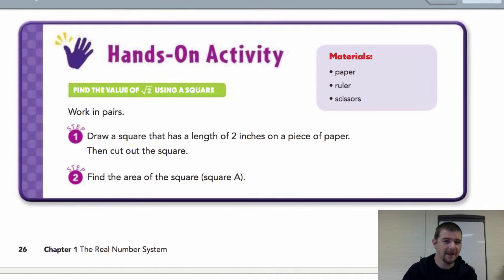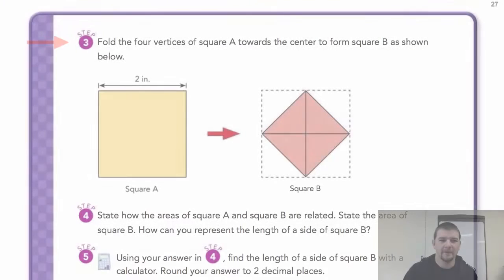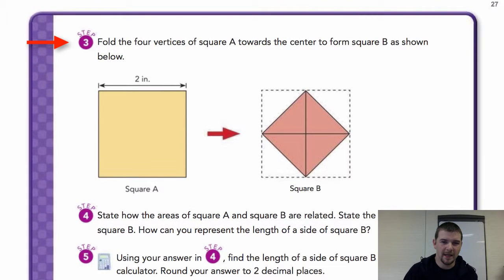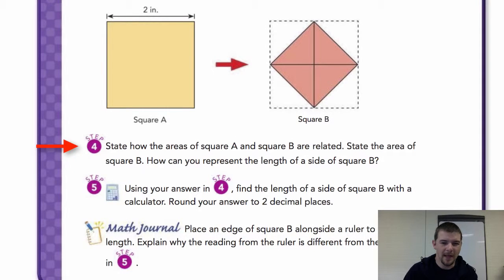And the objective is to find the value of the square root of 2 using a square. So draw a square that has a side length of 2 inches on a piece of paper. Then cut out the square. Find the area of the square. Fold the 4 vertices of square A towards the center to form square B, as shown below. State how the areas of square A and square B are related. State the area of square B.